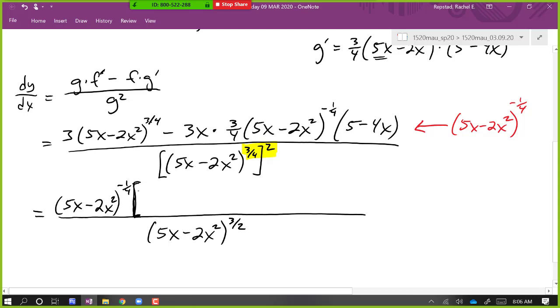And we see what we need. So the first term that we're going to try to compose here is this first one, the one in the blue box. What do I multiply by this 5x minus 2x squared to the negative 1/4 power to get that product right there?